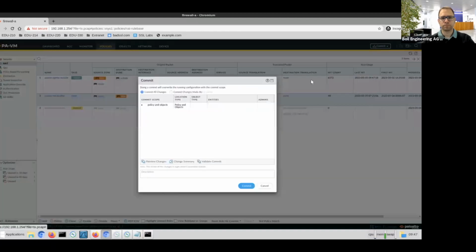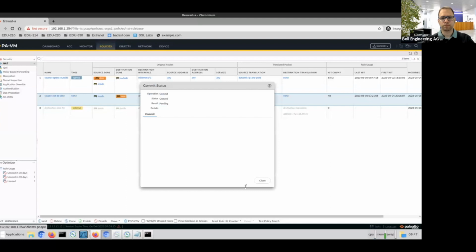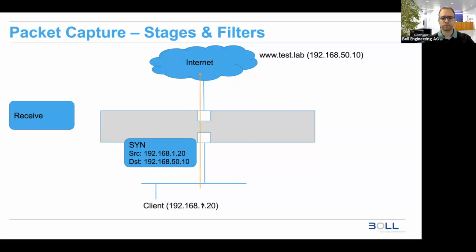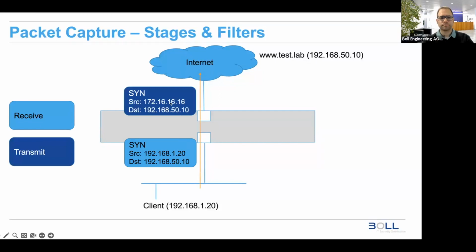I'm committing this, and in the meantime, while this commit is running, normally we are all grabbing some coffee when the commit starts because it takes some time. Same for me, but during the commit, we can have a look at how the packets are running through the firewall now. We have the same example, but now with network address translation on the source address in place. So the same packet arrives, and what is happening when the packet is transmitted, of course, the source address is translated to the 172.60.60.60. So this is what we see on the transmit stage, the new source address.